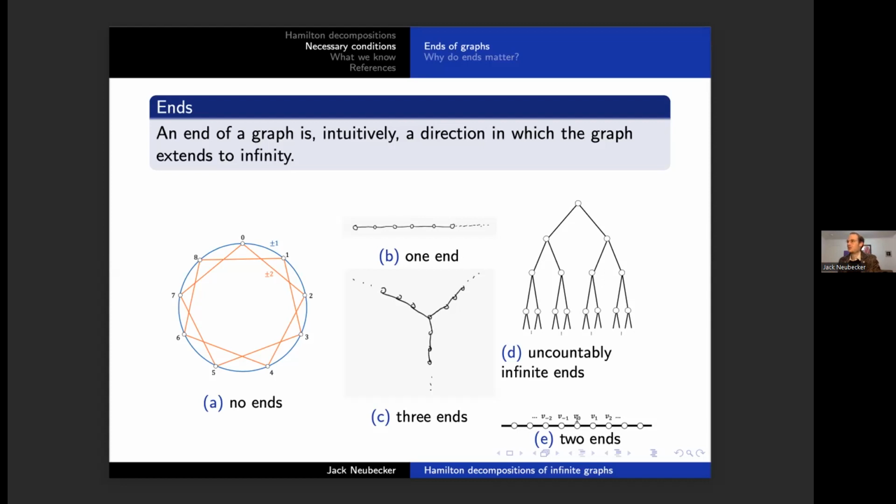The double ray has two ends, and I can glue as many rays as I like together to form a tree with as many rays as I feel like. Oh, sorry, I should say as many ends as I feel like. Up to and including uncountably infinite ends, as we can see in this complete infinite binary tree, which is a rather stunning result when there's only a countably infinite number of vertices in that graph. But that's a topic for another time.